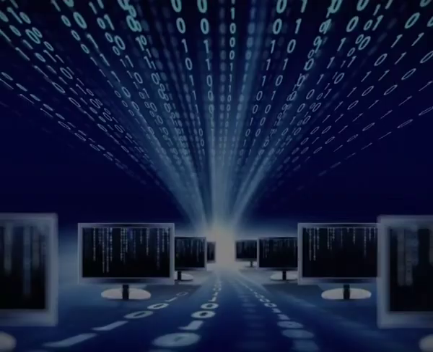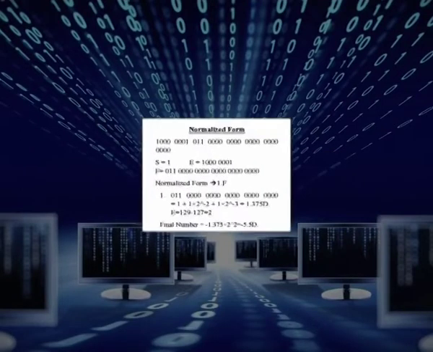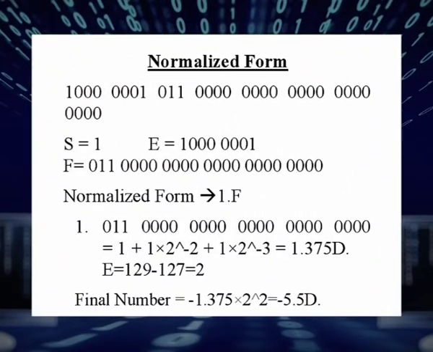So let us understand the normalized form now. Let us understand it with the help of an example. Now suppose that we have this 32-bit pattern. Here s is equal to 1, e is equal to 1 0 0 0 0 0 0 1 and f is equal to 0 1 1 and remaining bits as 0 which belongs to f.